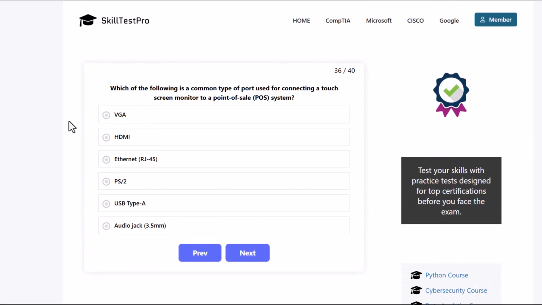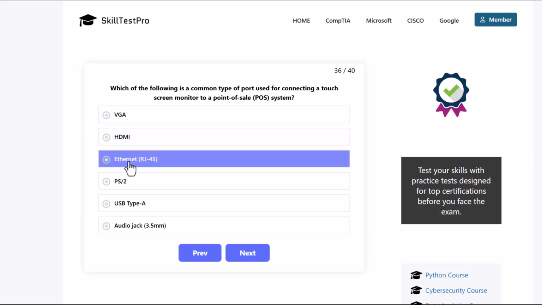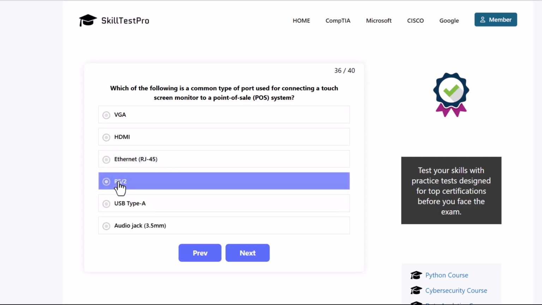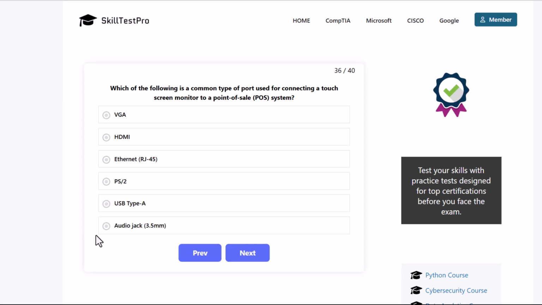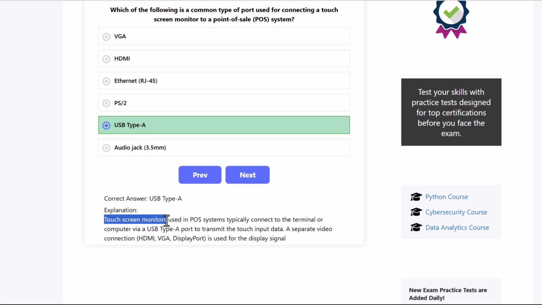And next question is, which of the following is a common type of port used for connecting a touchscreen monitor to a point of sale system? VGA, HDMI, Ethernet or RJ45, PS/2, USB Type-A, audio jack 3.5mm. And here the correct answer would be USB Type-A, as touchscreen monitors used in POS or point of sale systems typically connect to the terminal or computer via a USB Type-A port to transmit the touch input data. A separate video connection, HDMI, VGA, DisplayPort, is used for the display signal.